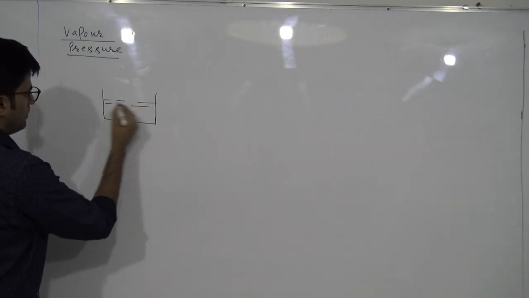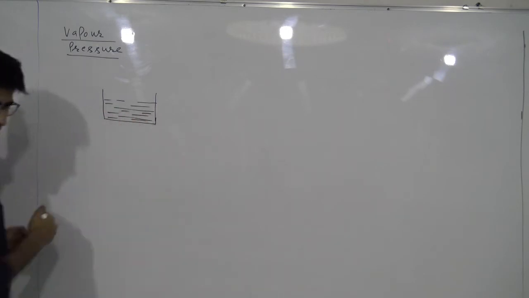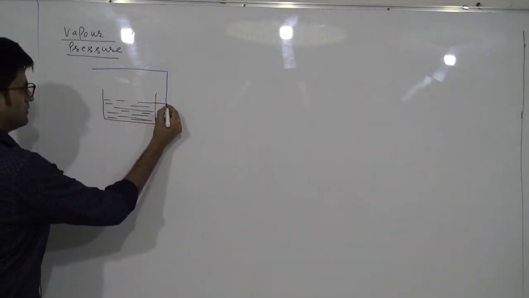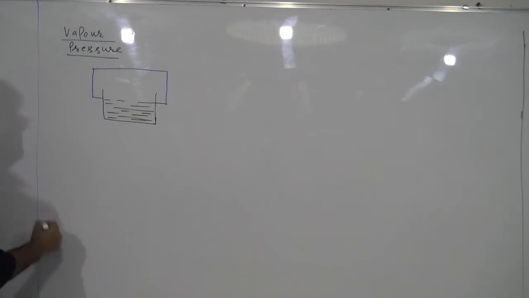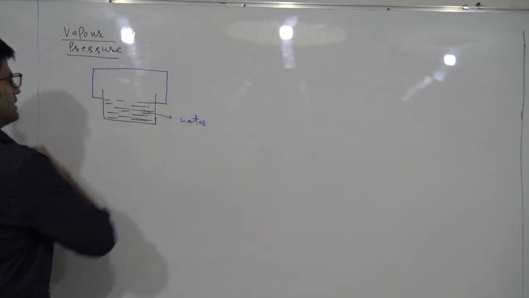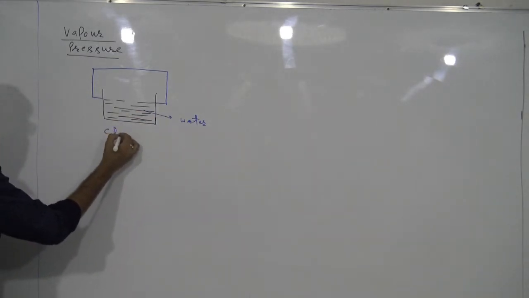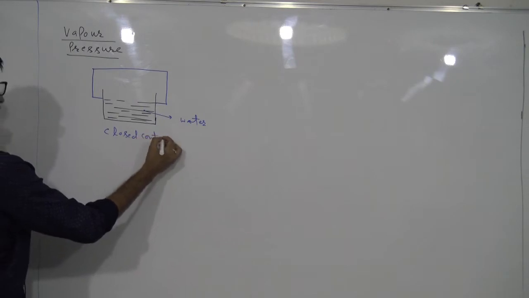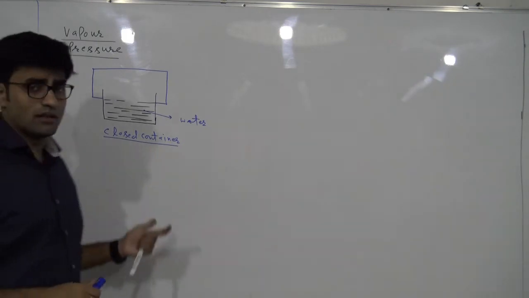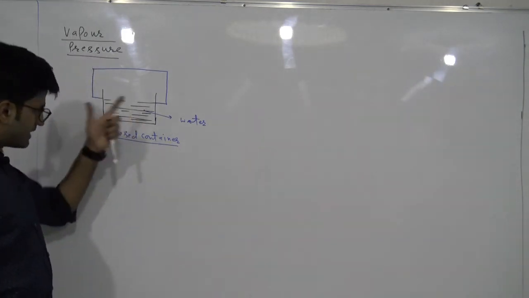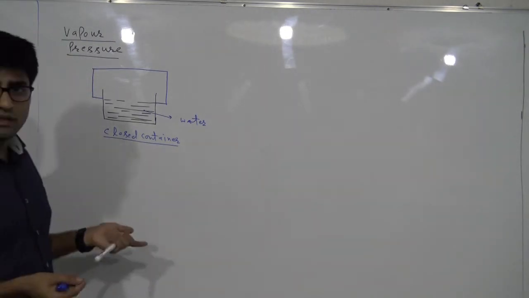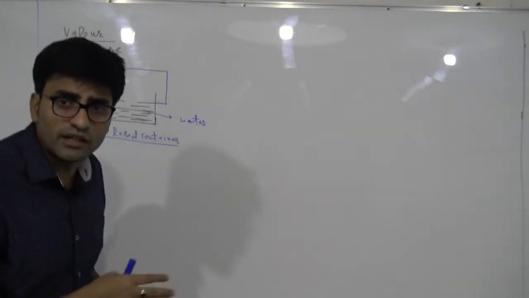Suppose we have water in this container, and we closed it. It's a closed container. This is our water, and this is a closed container. Now at a certain temperature, what will happen? Suppose we are doing this activity at 25 degrees Celsius. Evaporation will start. Evaporation is a spontaneous phenomenon.